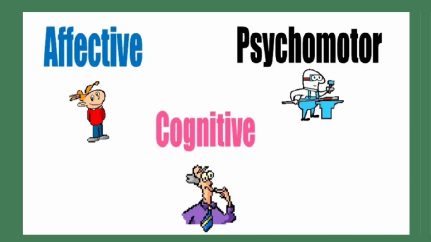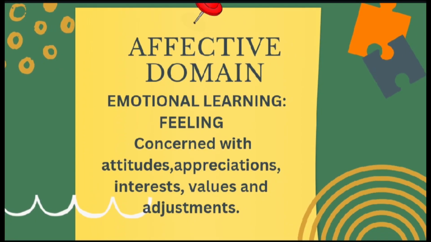So what are these domains? Let's start with the affective domain. Affective domain is about emotional learning, the feeling, the concern with attitude, appreciation, interest, value, and adjustment. So the affective domain is more on the emotion, the value. That's affective.